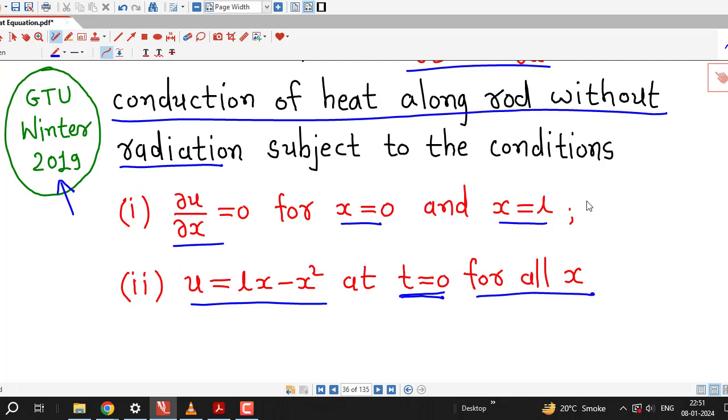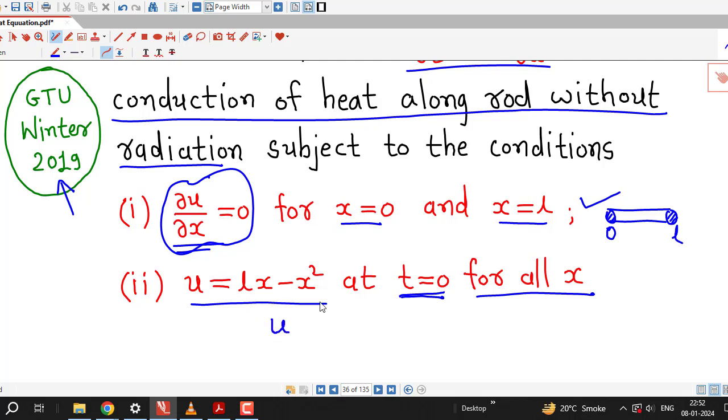So here we can see that these two boundary conditions suggest that the metal rod is in such a way that both the ends of the rod are insulated. That is, there is no heat flow through both the ends, and in that case we have this type of boundary conditions, that is del u by del x or temperature gradient is 0 at x equal to 0 and at x equal to L.